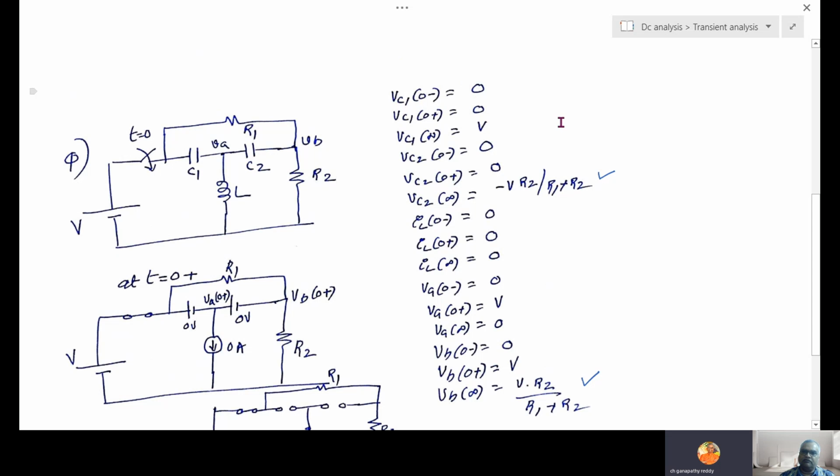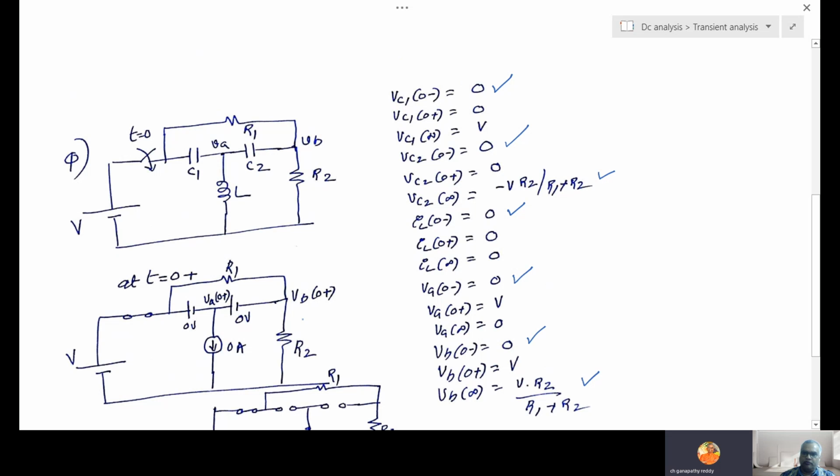VC1(0-), anyway 0. Then VC2(0-) is 0. Then IL(0-) is 0. VA(0-): it is open, so 0. Okay, so inductor is short at 0 minus. Switch is open, but inductor short. So what is VA(0-)? 0. VB(0-) also 0. Currents are not flowing in the circuit, so VB(0-) also 0.